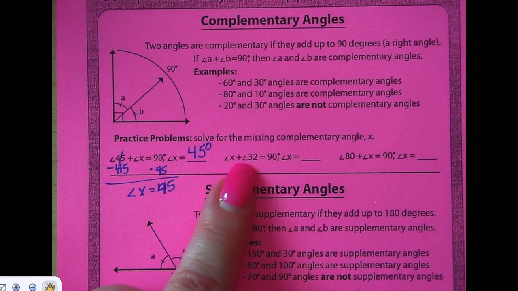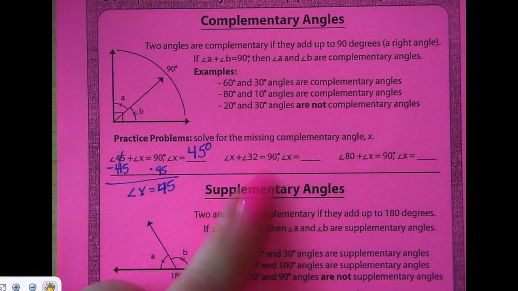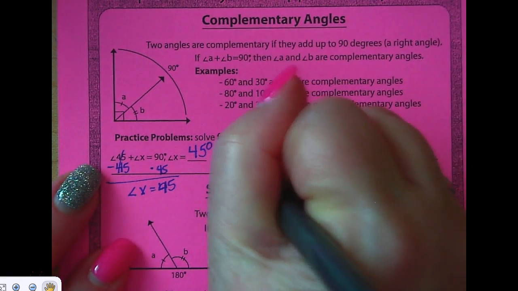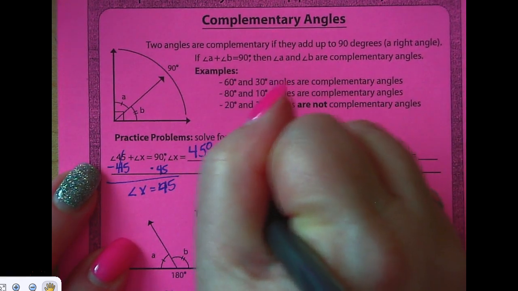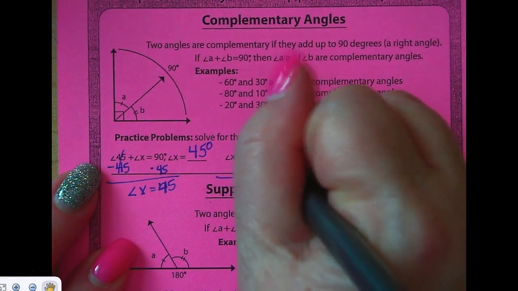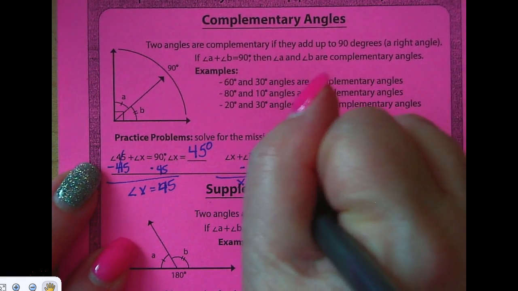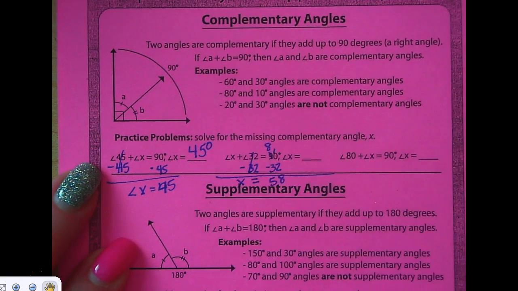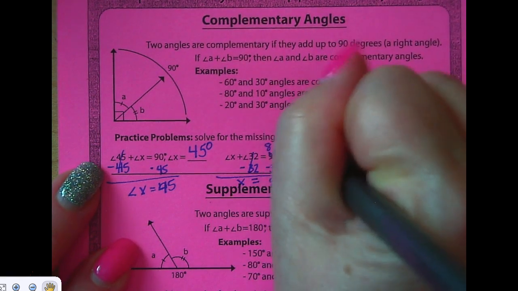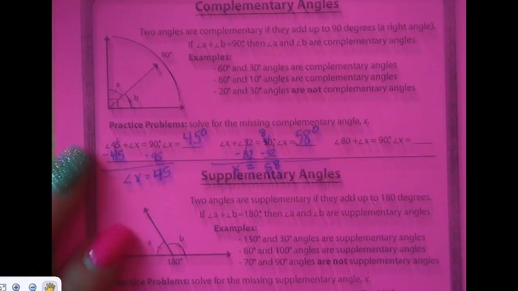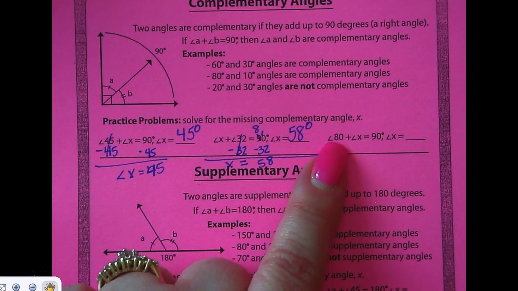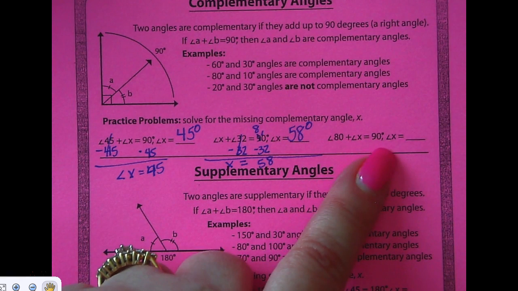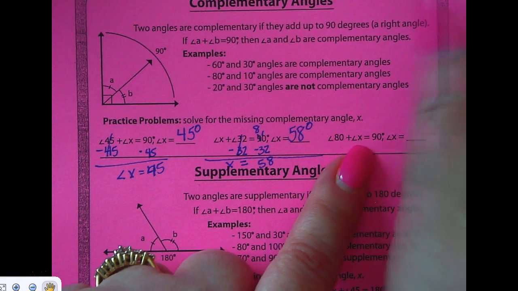So angle X plus the other angle, 32, together they have to equal 90. Subtract 32 from both sides. That leaves me with the measure of angle X has to equal 58 degrees. This last one: if one angle is 80 and together they equal 90, what does the other angle have to be? 10 degrees.